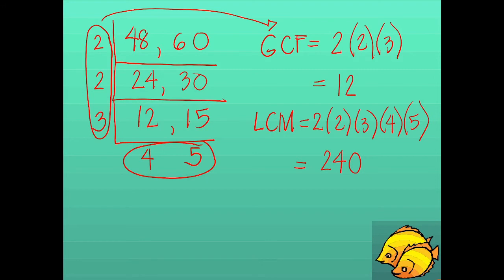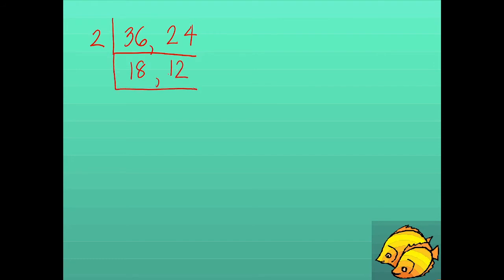Let's have another example. I'm going to be getting the LCM between 36 and 24. Let's begin. What's common between 36 and 24? Let's have prime numbers, let's begin with the number 2. 36 divided by 2 is 18. 24 divided by 2 is 12. Is 18 and 12 divisible by 2?